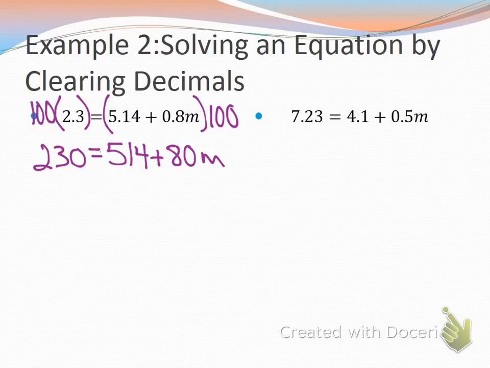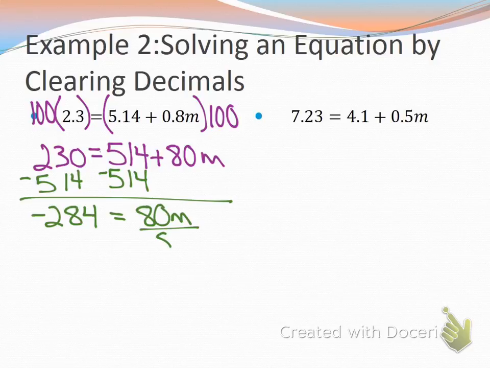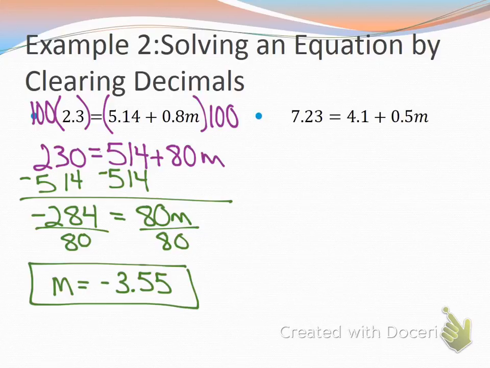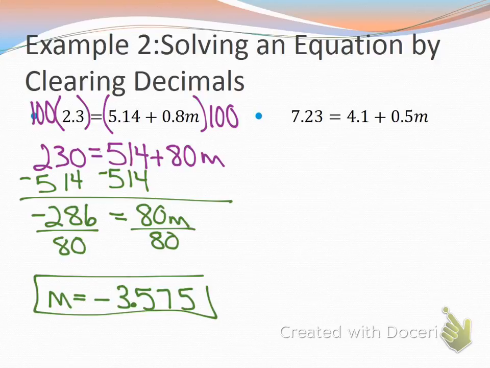We subtract 514 from both sides. We divide by 80, and we get our answer. Why do you think I wrote my answer as a decimal? Because there's decimals in the original equation. That's why in the previous slide I wrote my answers as fractions, because there was fractions in the original equation. Sorry about that, there was a little typo in there. The correct answer is negative 3.575.